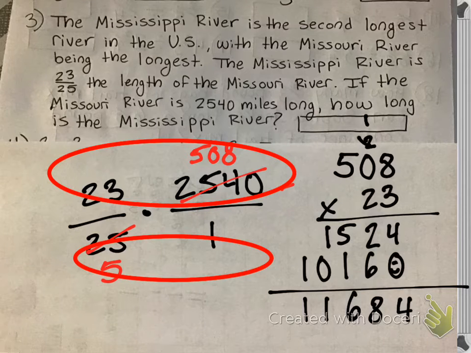So when we multiply 23 by 508, we get 11,684. Is that our answer? No. And we know that's not our answer because we know the Mississippi River is shorter than the Missouri. So our answer should be shorter than 2,540. What is the last step we need to do? What do we need to do, Daniel? Put it over 5 and divide. I know Trey was going to say the same thing, so let's do that.